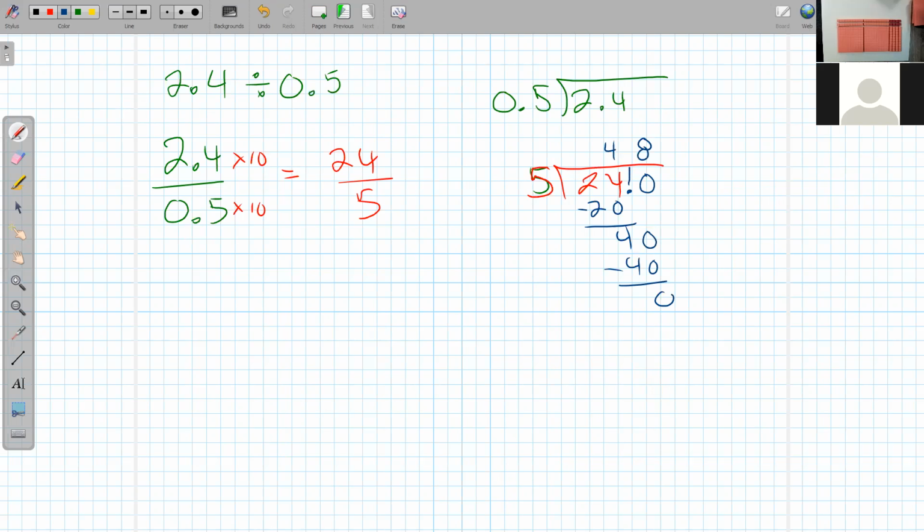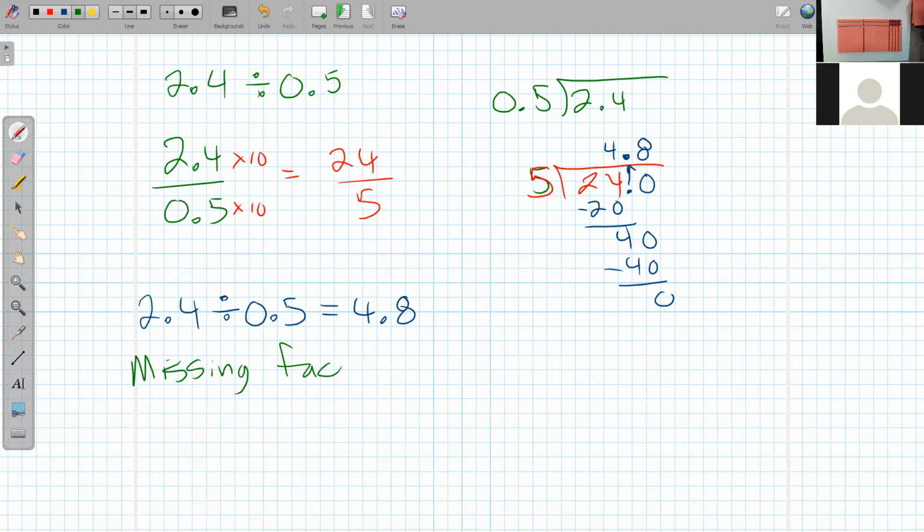The catch is the decimal point matters. It now goes there. So I think 2.4 divided by 0.5 is 4.8. And to check that, I'm going to use a slightly different model for division. I don't know if you remember the missing factor model, which relates to our fact families, which basically states this in reverse.